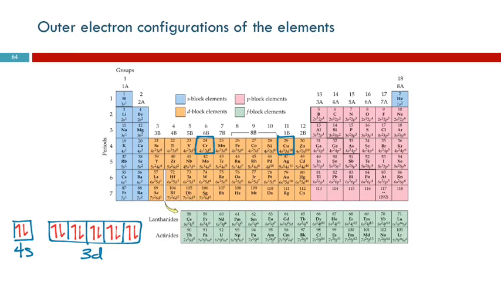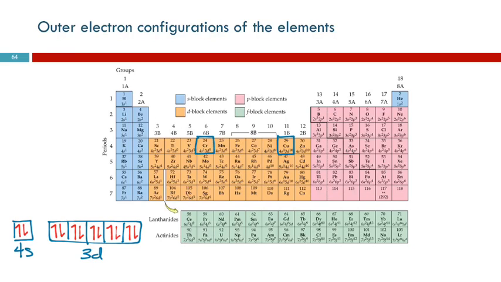If you're just trying to pass the class, you'll be just fine forgetting all of that, just about the chromium and the copper. If you're an A student, if you're going to go on to Chem 1A, you should try to get a grasp on why chromium and copper are weird.